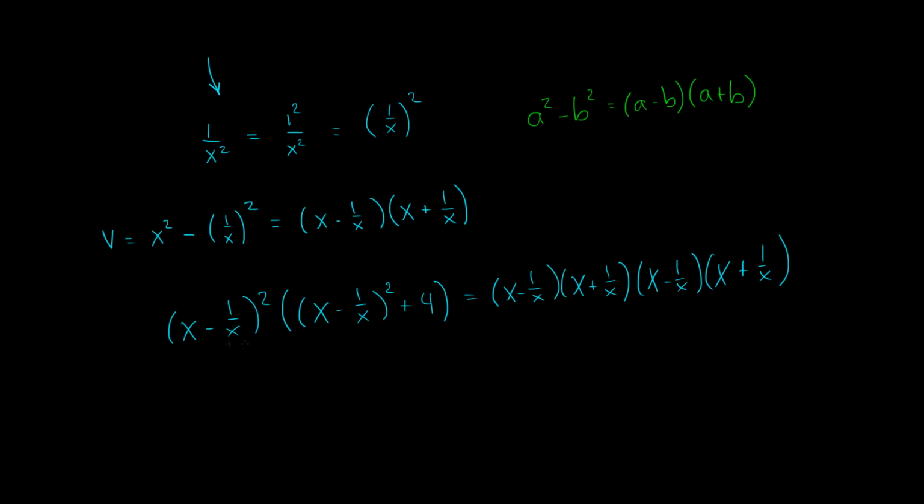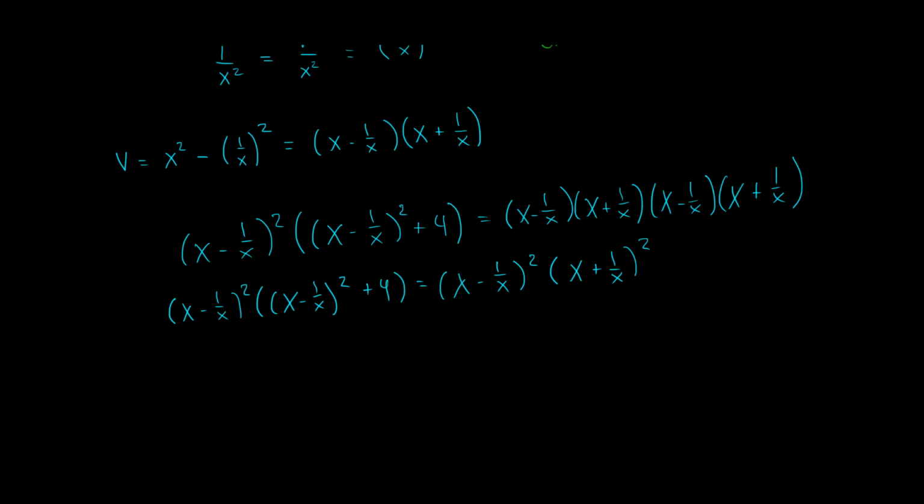Okay. So I'm going to rewrite the left side. So we have x minus 1 over x quantity squared, x minus 1 over x quantity squared again, plus 4 equals, and now what I'm going to do is group the x minus 1 over x and the x minus 1 over x together, and group the x plus 1 over x and the x plus 1 over x together again. So I'm going to end up with x minus 1 over x quantity squared times x plus 1 over x quantity squared.